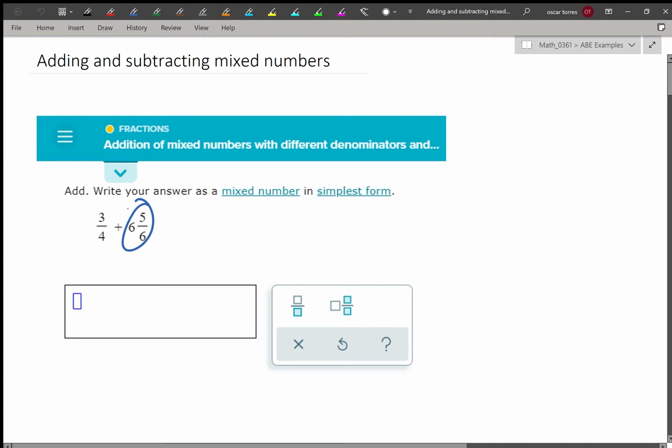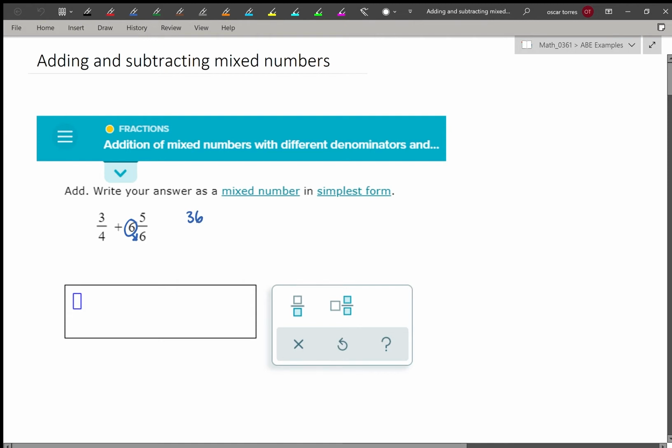A mixed number has this whole number that's off to the side and then it has another fraction attached to it. So what I want to do is turn this mixed number into a fraction that has one number on top and one number on bottom. I believe I've gone over this in a previous video, but it's fairly straightforward. You take your whole number that's off to the left of the fraction and multiply it by the denominator. So in this case, we do 6 times 6. 6 times 6 gives us 36.